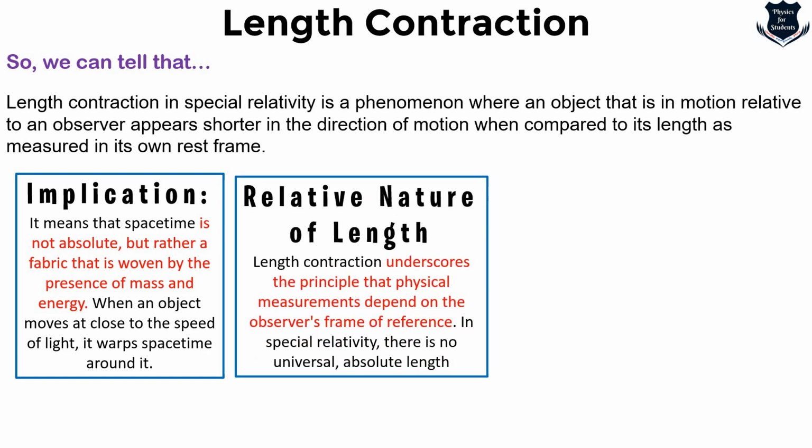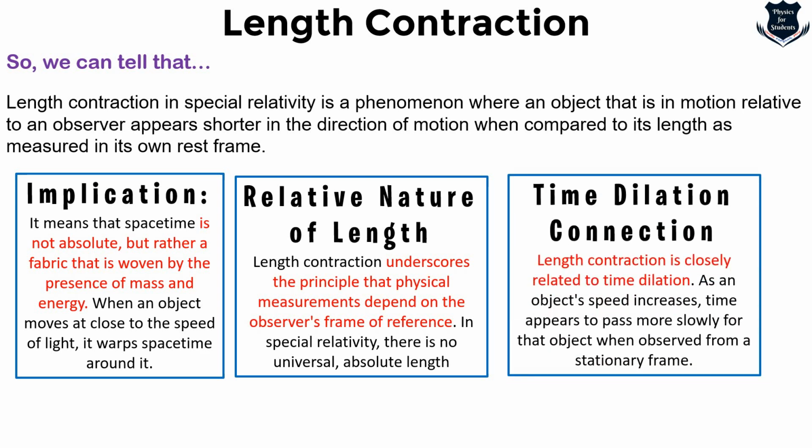Also, the relative nature of length underscores the principle that physical measurements depend on the observer's frame. So in special relativity, there is nothing called absolute length. These are important implications to know, that is, how length contraction affects phenomena. Also, there is something called time dilation, which we will look into in the next part of the video. It is closely related, because as an object's speed increases, the time appears to move more slowly. So this is also very important.